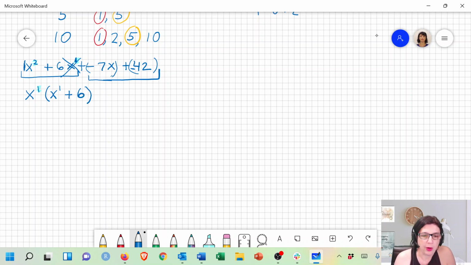Okay, now let's take a look at the second two terms. I'm going to tell you right away that they have to share x plus 6. Why does that have to happen? Well, because this already has x plus 6, and that factor has to repeat. So I already know from the second expression I'm also going to have x plus 6. I just have to figure out what would be over here.